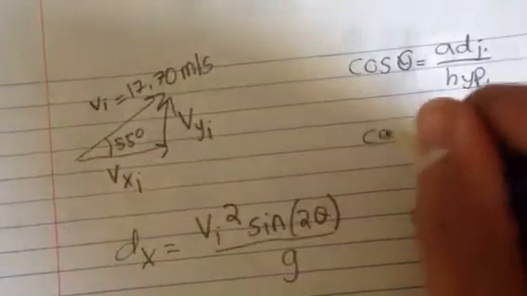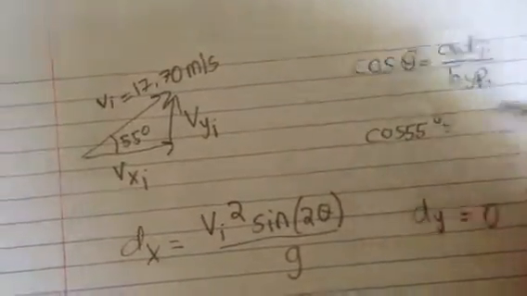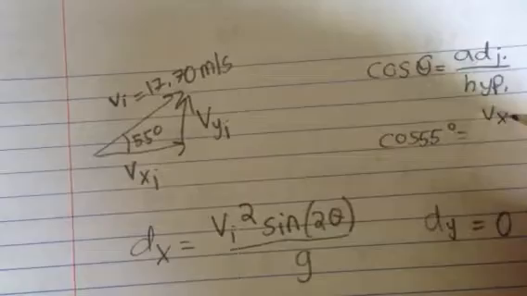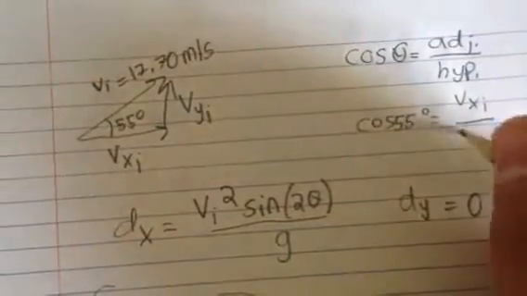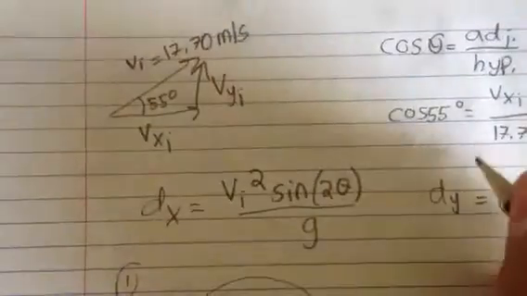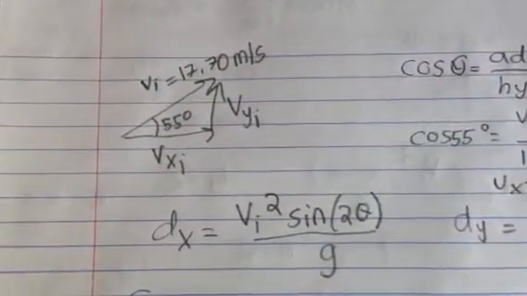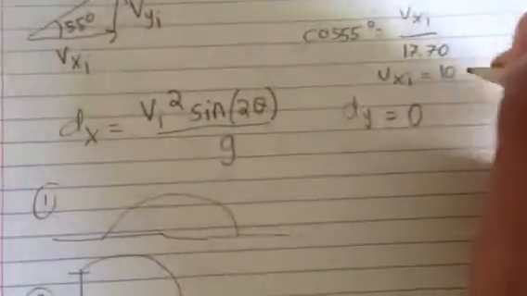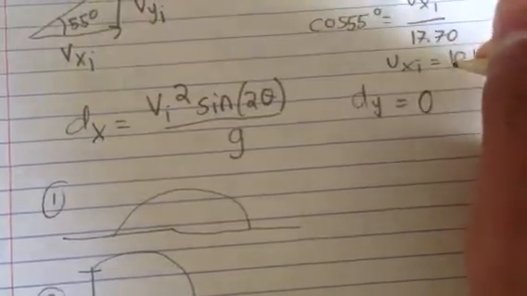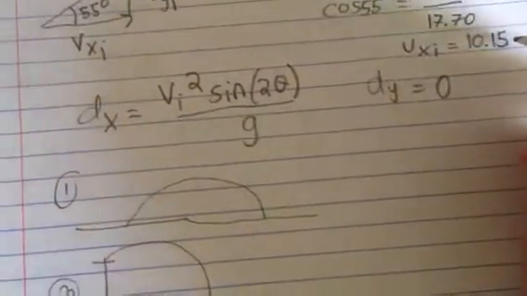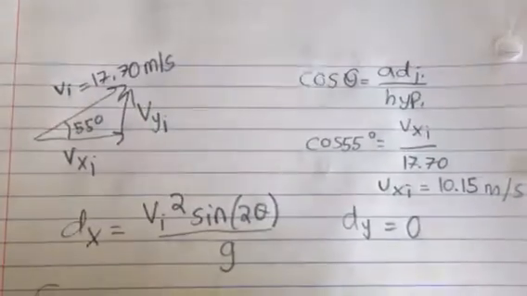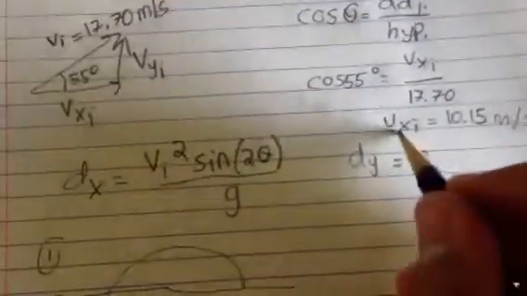And this is all in a right triangle. So cosine of 55 degrees is equal to the adjacent side, VXI, which is what we're trying to solve for, over 17.70. And when we cross multiply, we get VXI to equal approximately 10.15. Now, even though that's not one of the answers to our questions, for that kind of thing, just round it to the hundredths place. You'll be fine. Now, let's figure out what the y velocity is.